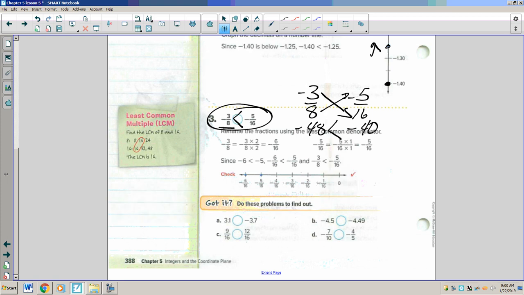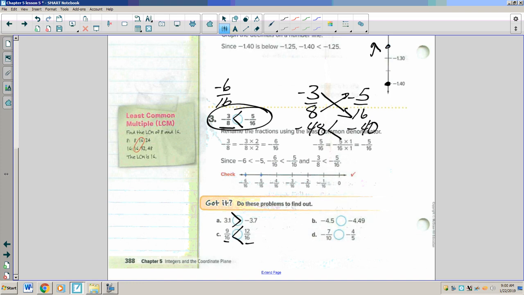If you would rather do common denominators, that's negative 6/16. Negative 6 is less than negative 5. On the bottom, positive 3.1, negative. Don't make a silly mistake. 9/16 or 12/16. Same denominator, 12 is bigger.